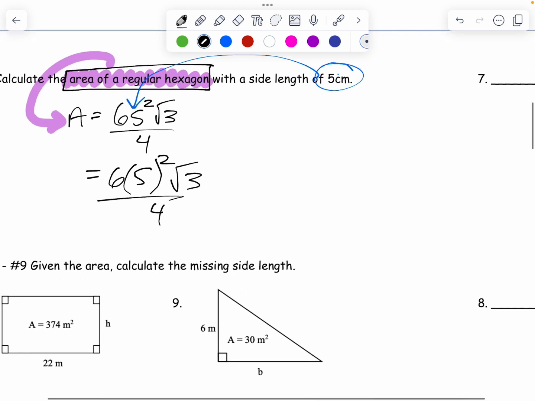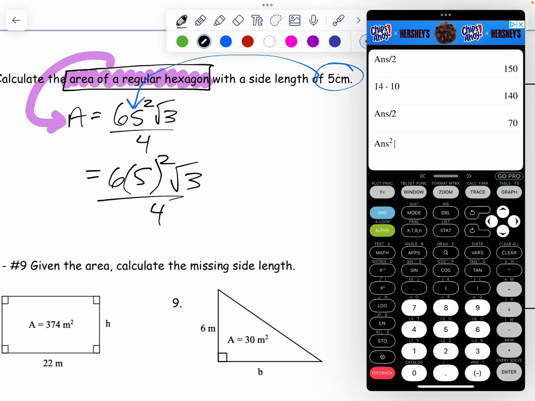And how do we type this into the calculator? 6 times, you can take 5 and use the caret button for the exponent of 2. You can take 5 times 5 because that's what 5 squared means. And then don't forget where the radical 3 is. You're hitting the blue button and then the x squared button to find that radical 3. Yeah, you can type 5 times 5, or when you're typing the 5 squared, you can use the 5 squared button.